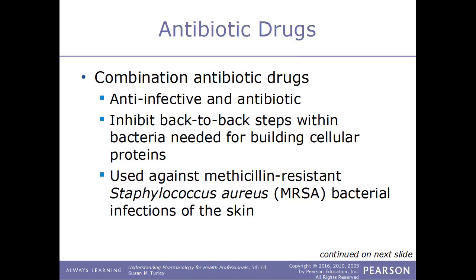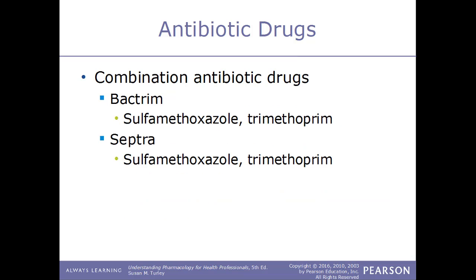And these will include an anti-infective and an antibiotic. And these will inhibit back-to-back steps within the bacteria that are needed for building cellular protein. And these are used against methicillin-resistant Staphylococcus aureus, or MRSA, bacterial infections of the skin. Some examples of a combination antibiotic drug would include Bactrim, which is a combination of sulfamethoxazole and trimethoprim. And the drug Septra is also a combination of sulfamethoxazole and trimethoprim.